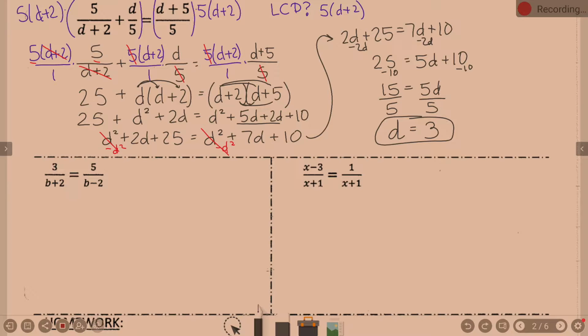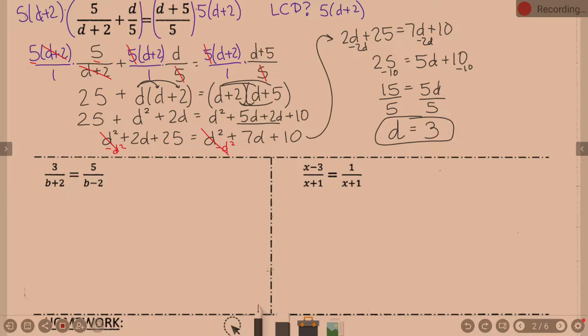Okay. On the bottom two, they can be done just like the other two, in that you multiply by the least common denominator. When there's a b plus 2 and a b minus 2, the least common denominator is going to be b plus 2 times b minus 2. And we can do that, and it's going to work out the same way.